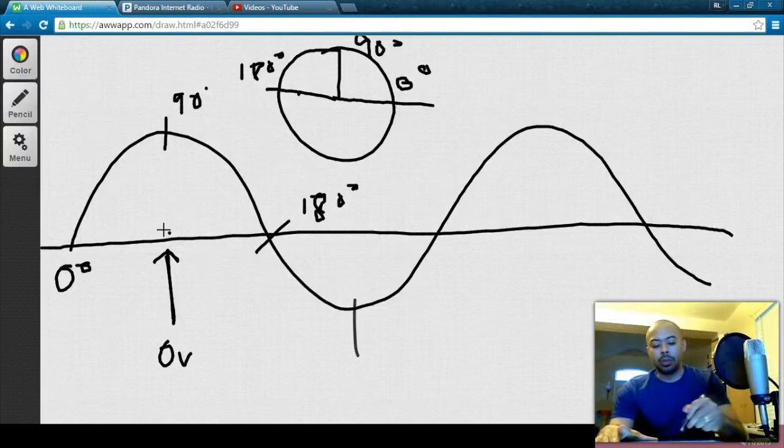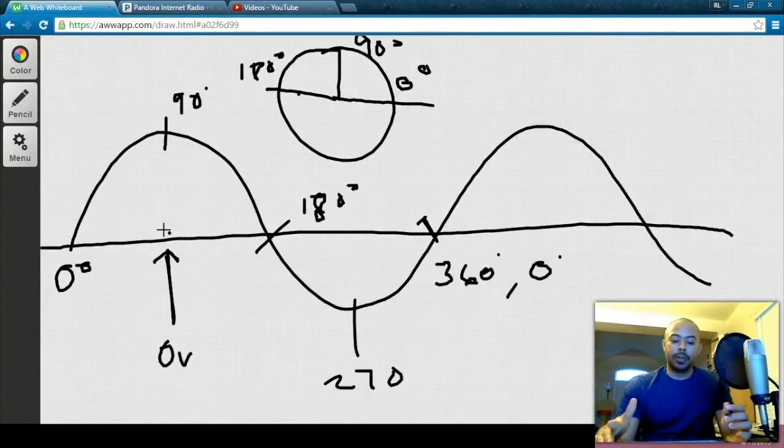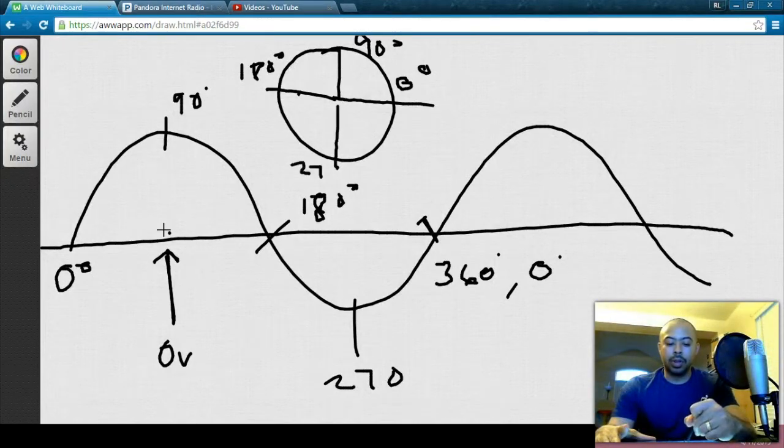Here will be 270. And then when you get back to 0, you're back at 360 degrees, or you can call that 0 degrees, because you're back to the beginning. So again, it's about understanding that circle. 270, and then again back to 0.